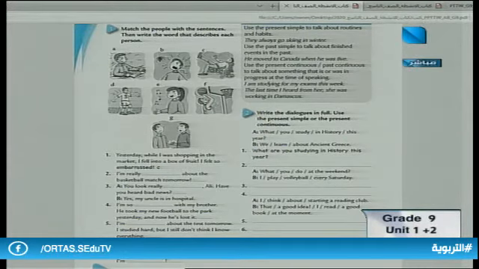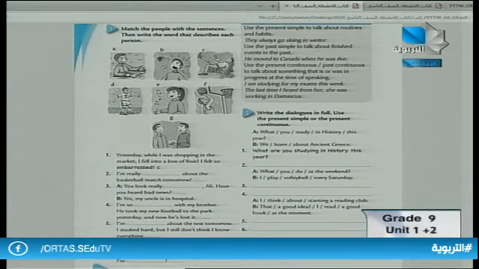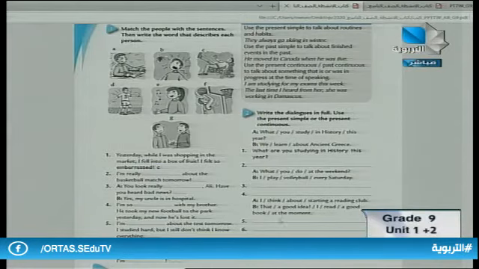So when we have every Saturday, every day, every month, usually, generally, sometimes, always, etc., once a month, once a week, here we have an adverb of frequency, and we have to use present simple.